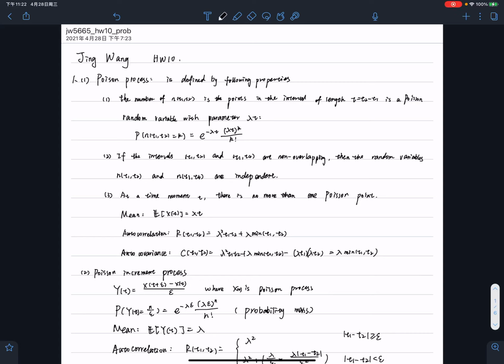Hello everyone, here is the solution for problem 1 in homework 10. So what is the Poisson process? It is defined by the following properties.